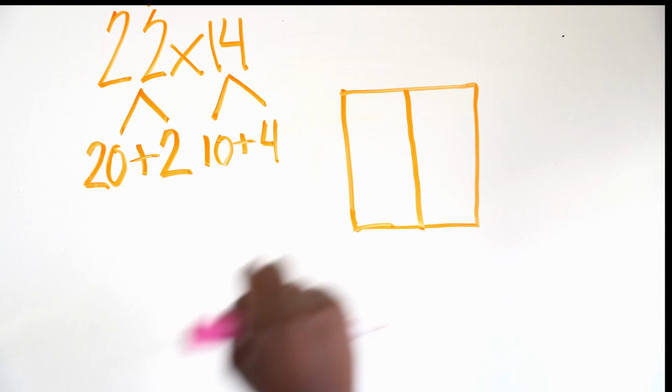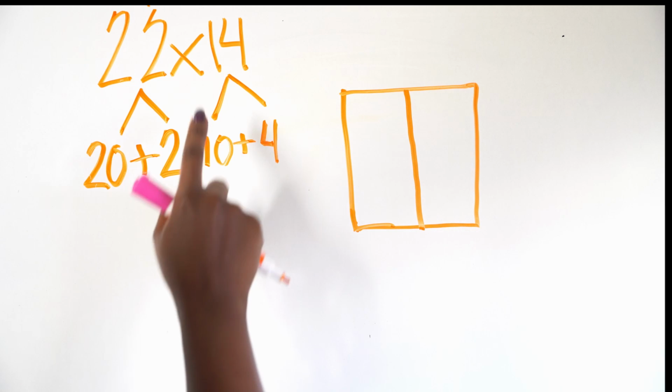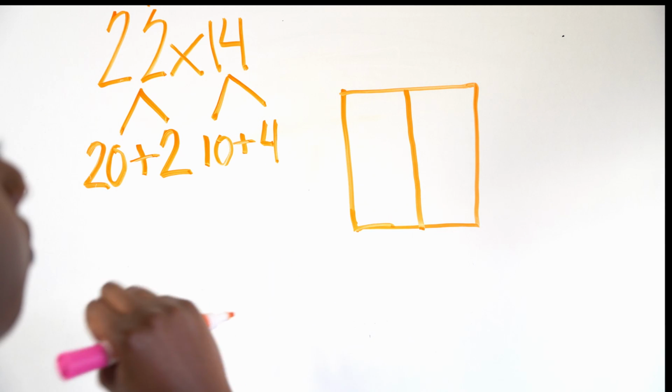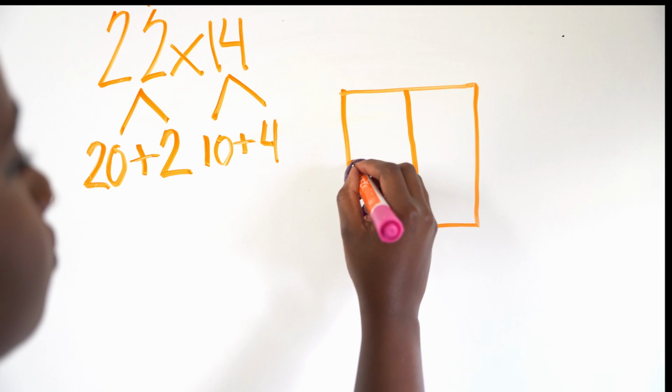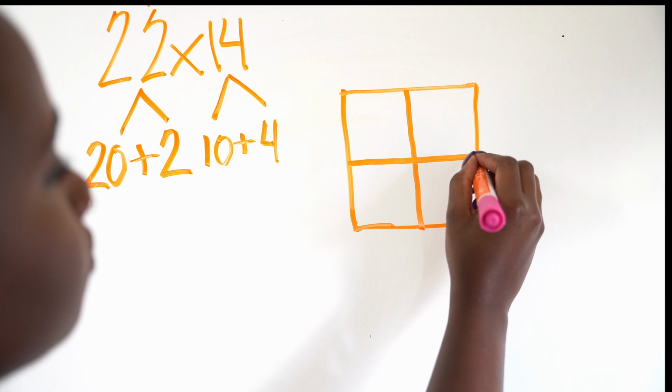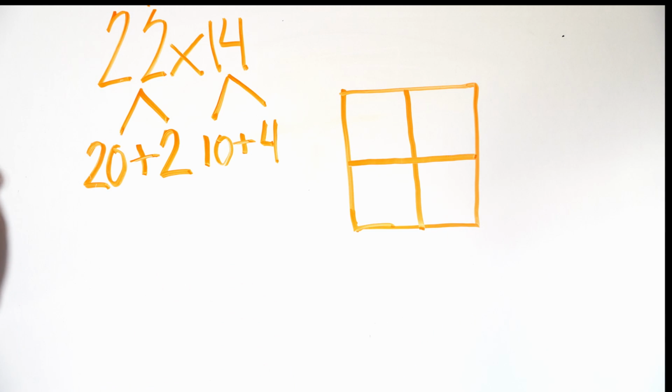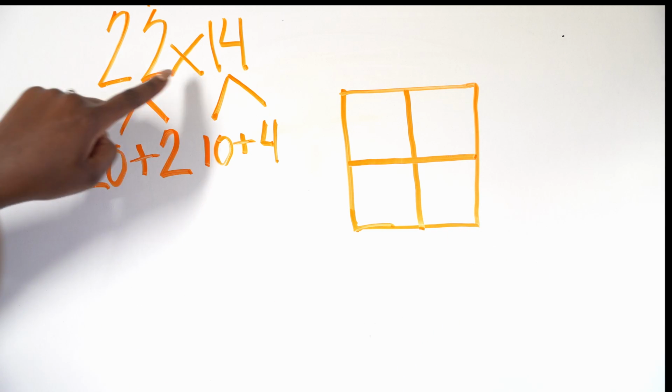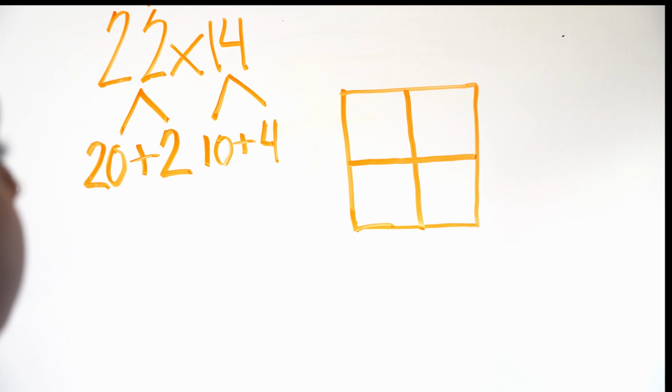So 1 column, 2 columns. 14 also has 2 places, 1, 2. So it needs 2 rows. Another way I remember this is there are 4 numbers in total. There's 1 here, 1 here, 1 here, 1 here. So that's 4, and that's why I do 4 boxes. That's another easy way to remember it.